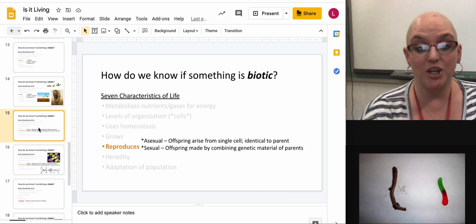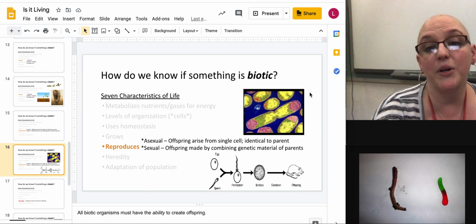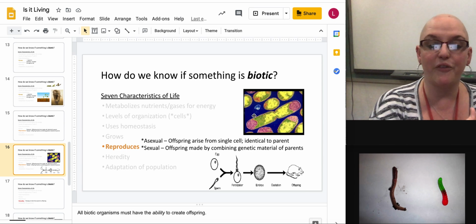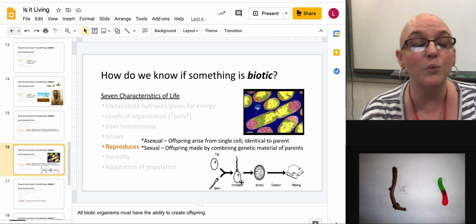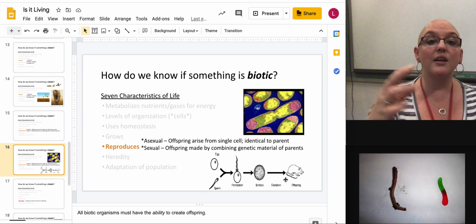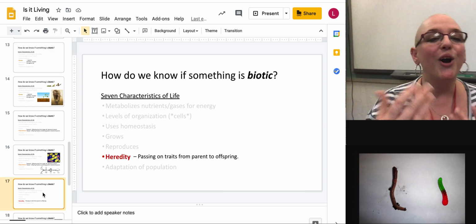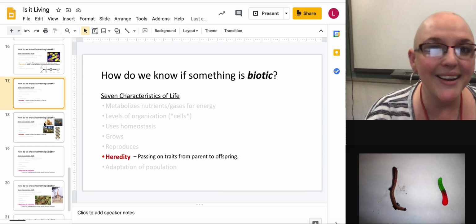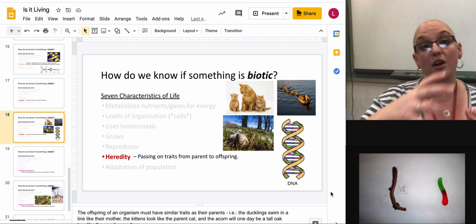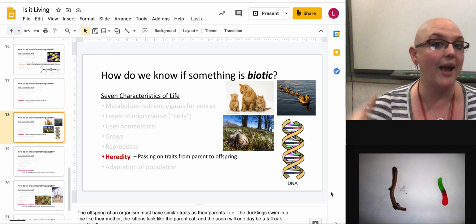Next, we have reproduction. So we can reproduce either asexually or sexually. If we're undergoing asexual reproduction, then the parent is identical to the offspring. There's no difference from one to the other. But if we have sexual reproduction where we're mixing gametes, then we will find that the offspring is containing a little bit of each parent in them, which brings us to the next one, heredity. All biotic organisms have to show some type of heredity in them, which is characterized by passing on DNA. DNA is what codes for what we look like and how we act.